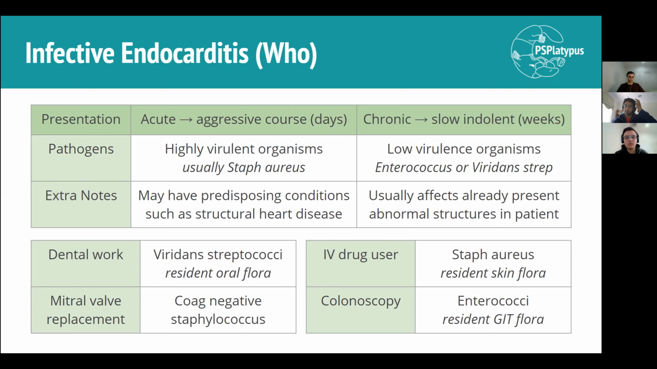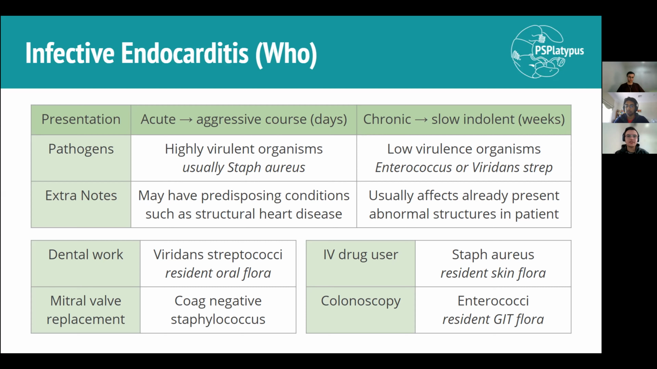If you're thinking about what sort of bacteria you can suspect based on a patient's history, think about these ones. You've got dental work. In that case, you're thinking about what bacteria are present in the oral cavity and could cause opportunistic infections. So one is Viridans streptococci. With mitral valve replacement, you're thinking mostly about coagulase negative staphylococcus, potentially because that replacement hasn't been cleaned properly or sterilized.